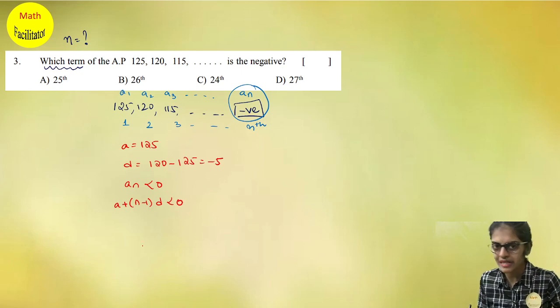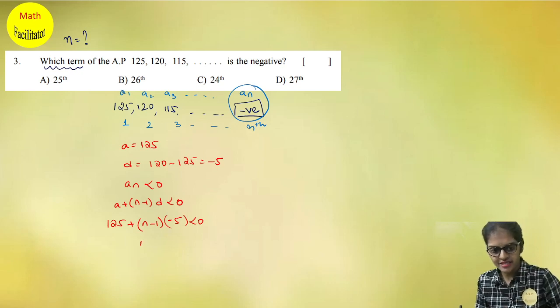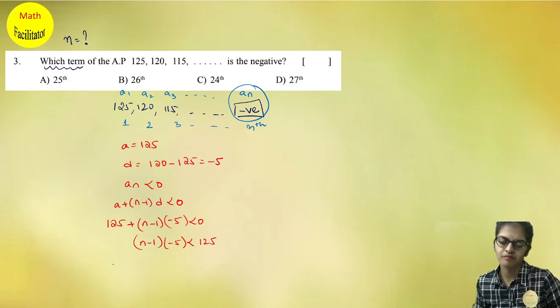So, AN should be less than 0. AN is nothing but A plus (N minus 1) into D, which should be less than 0. So, A is 125 plus (N minus 1). N value, do we know? We don't know, that is what we need to find, into D. D is minus 5. This should be less than 0. Now if I subtract on both sides, (n minus 1) into minus 5 should be less than minus 125.